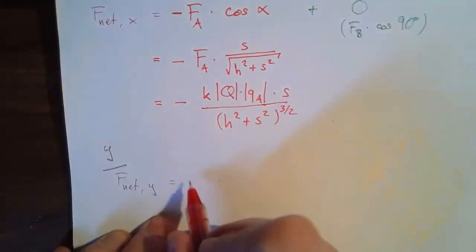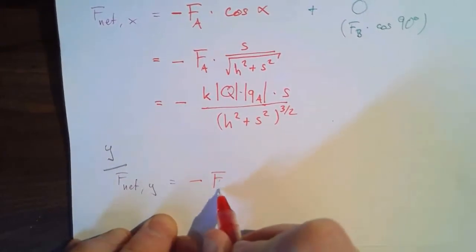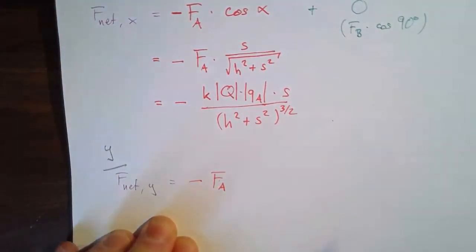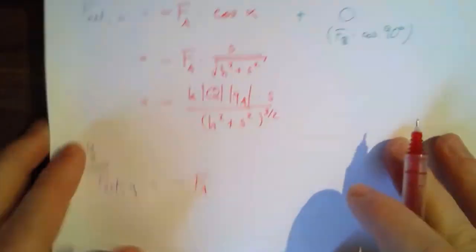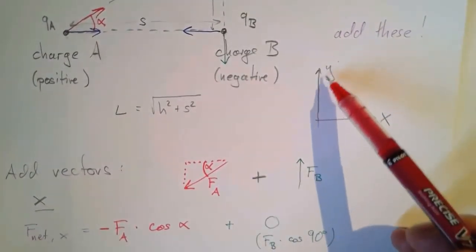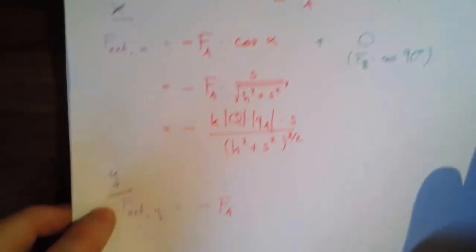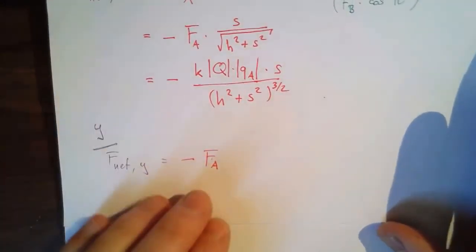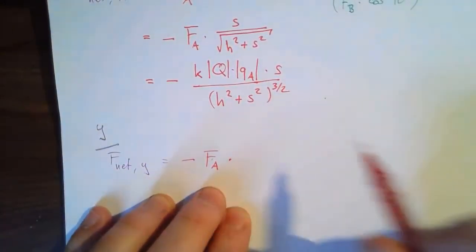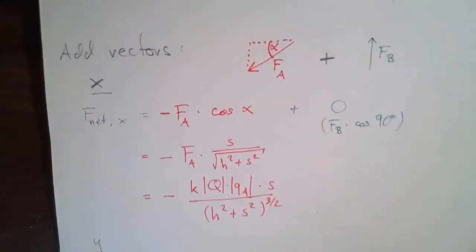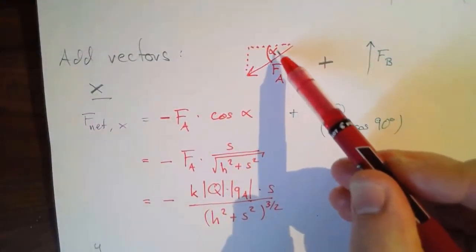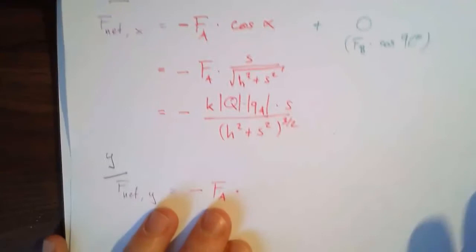So I'm going to put minus FA, minus because it's down, or, well, more strictly speaking, because it's down while positive y is up, right? It's the opposite direction. Times what? Well, in this case, it's the opposite of this angle. That's the sine of alpha.